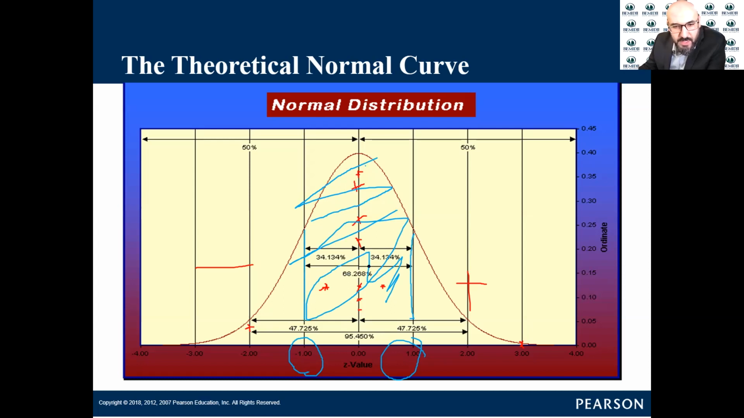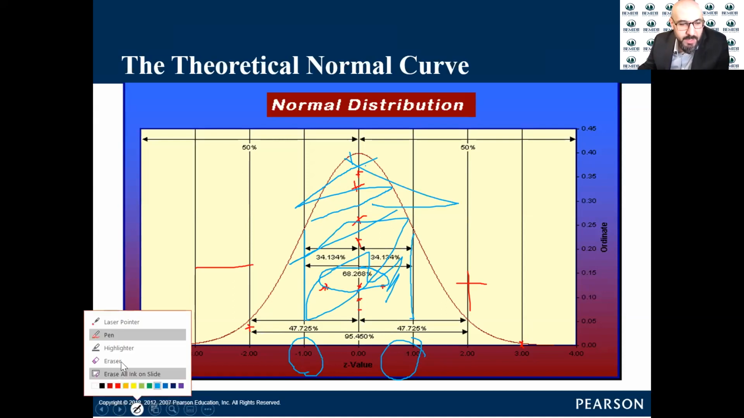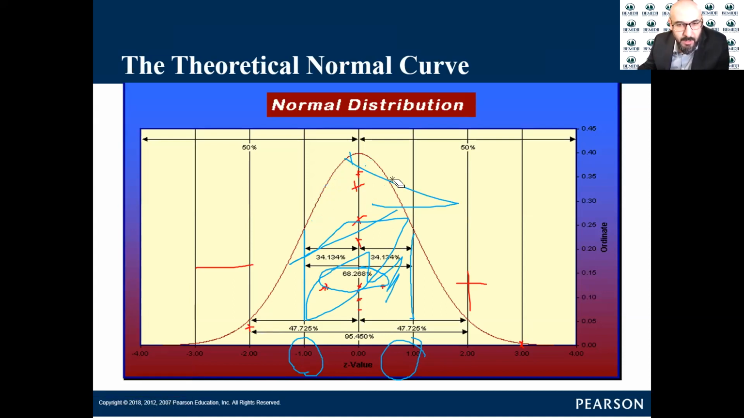And that should be 68.268%. So 68% of the data is located between plus one and minus one standard deviation. So these should not be outside. We just need to make sure that the data is between one standard deviation and minus one standard deviation.